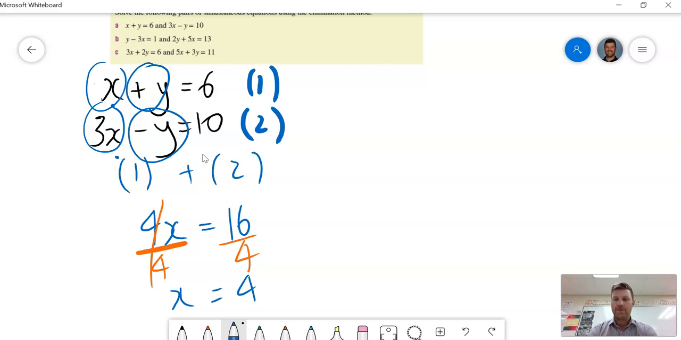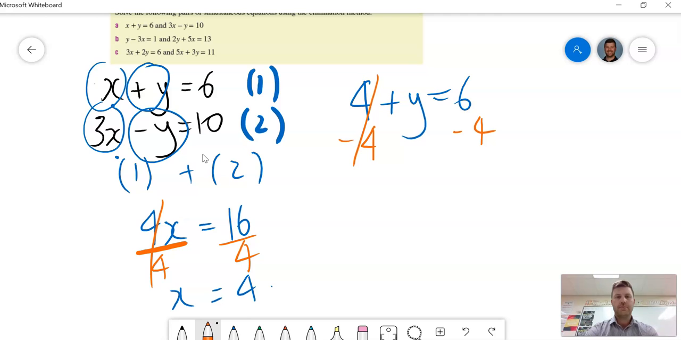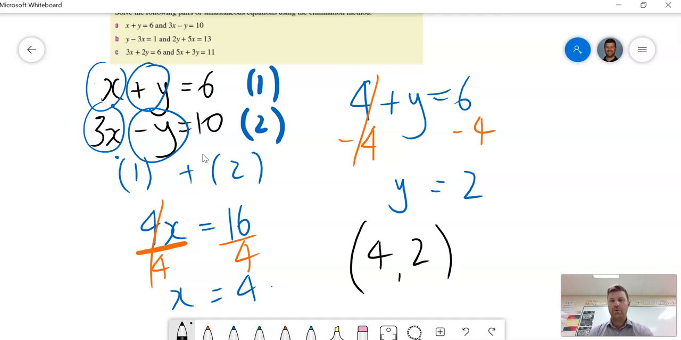Okay, remember, we're looking for a set of coordinates here, so I need to then substitute 4 back into one of these two equations. Let's go with equation 1 because it's nice and easy. So 4 substitutes back into the equation as 4 plus y equals 6. Again, let's take 4 from both sides. I'm then left with y equals 2. Again, my answer needs to be in a set of coordinates. This time it's 4 for the x value and 2 for the y value. Nice and easy there, guys, because we actually had some matching pairs with our y values.